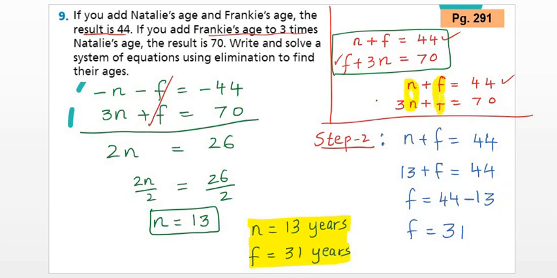After that, I noticed that if I want to cancel this f and f, it's not possible. I need to multiply one of the equations by -1, or in other words, change the signs of one of the equations. So I changed the signs of the first equation: negative n, negative f equals -44, right? And then 3n minus n will give us 2n, because if I add with different signs, the terms will be subtracted, so it's 2n. And here 70 minus 44, it will be 26, and the rest of the steps are the same.